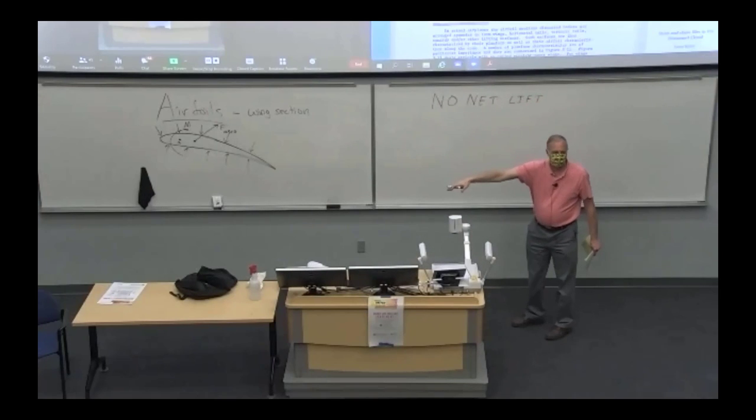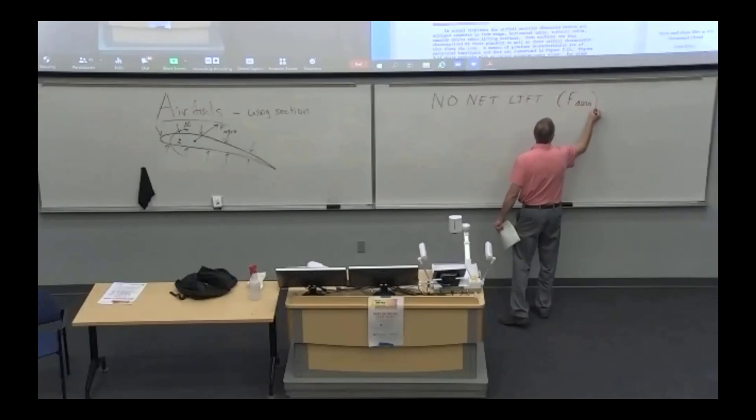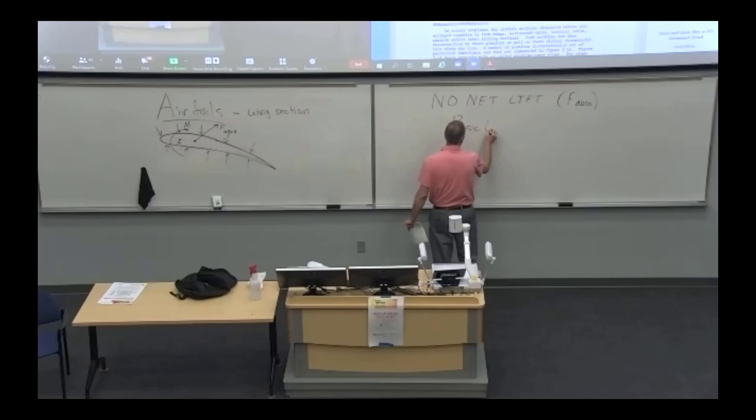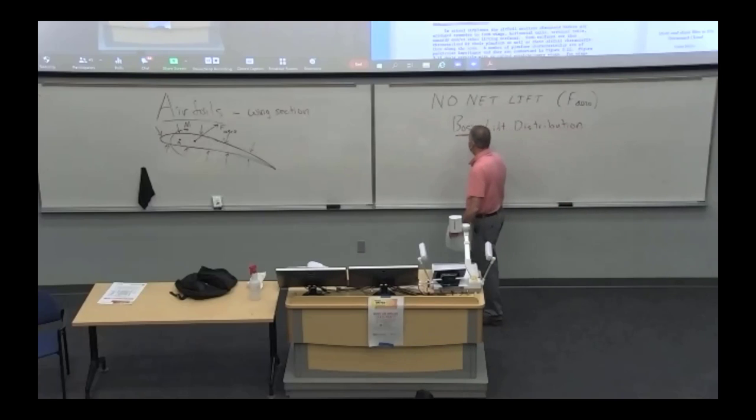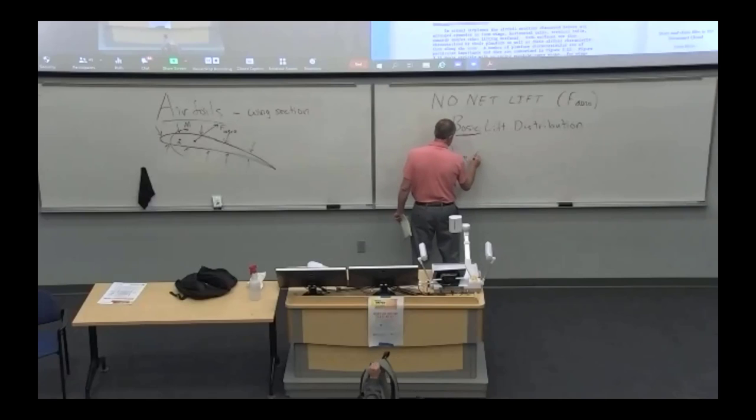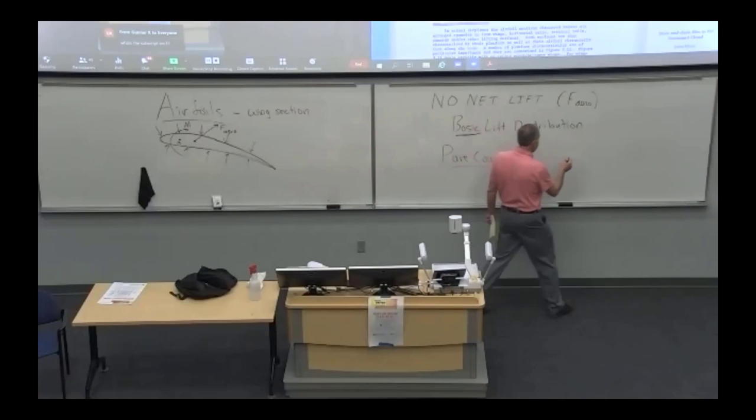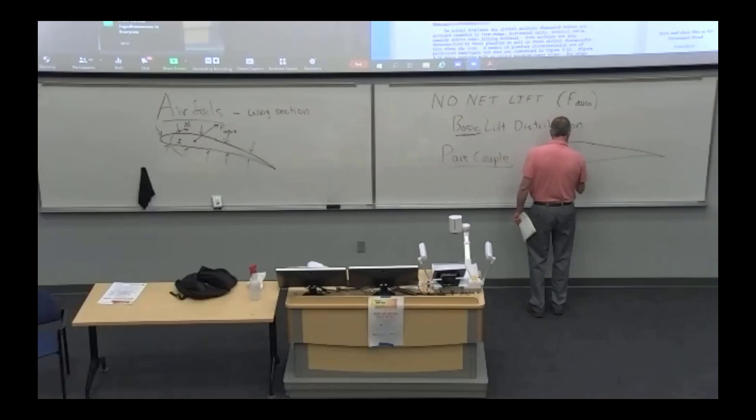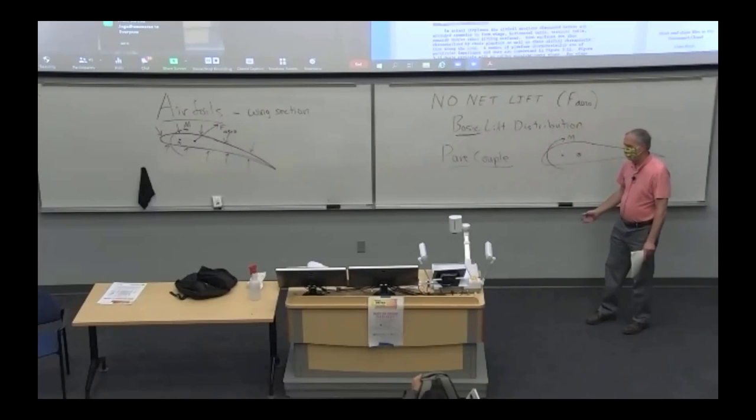So you could tilt it down so you're at an angle of attack that you get no net aerodynamic force, no net lift. That's what's called the basic lift distribution. Basic because there's no net lift, but we can still have a pure couple. There can still be a pure moment. So if you look at that picture of the airfoil, there's no net lift, but there can still be some kind of moment. So far, so good.